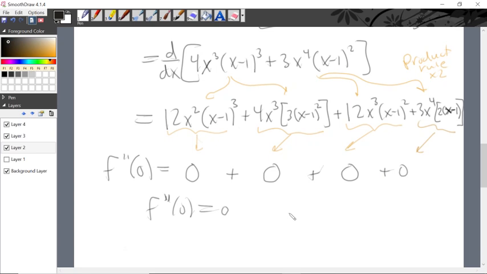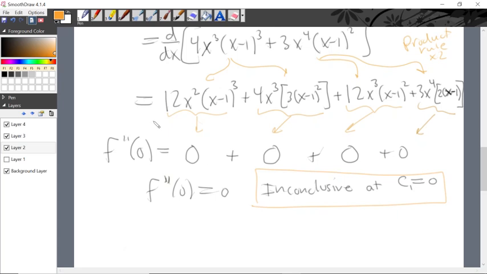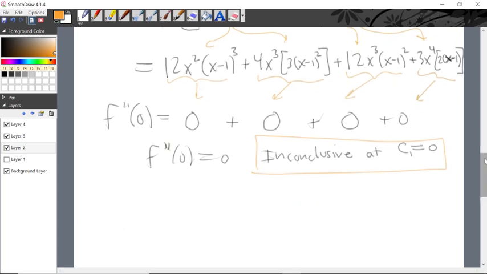What does the second derivative test tell us? If the second derivative at a critical number is equal to 0, it's inconclusive. Inconclusive where the critical number c1 is equal to 0. That is what the second derivative tells us. Not a whole lot. It basically tells us, go look at the first derivative. That's what it says.